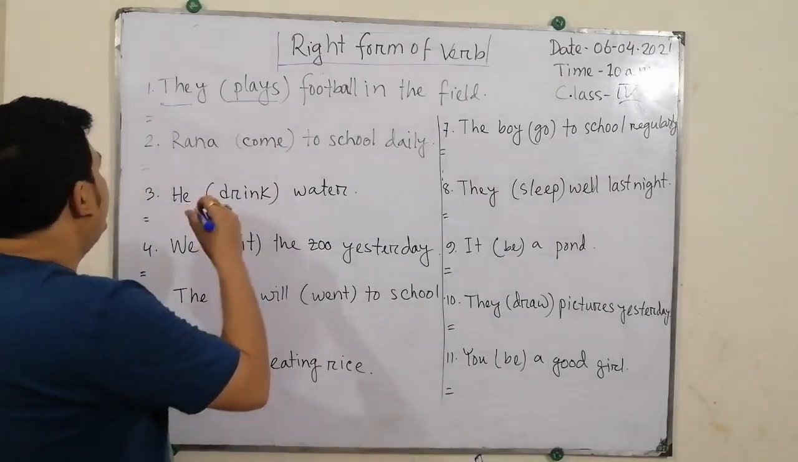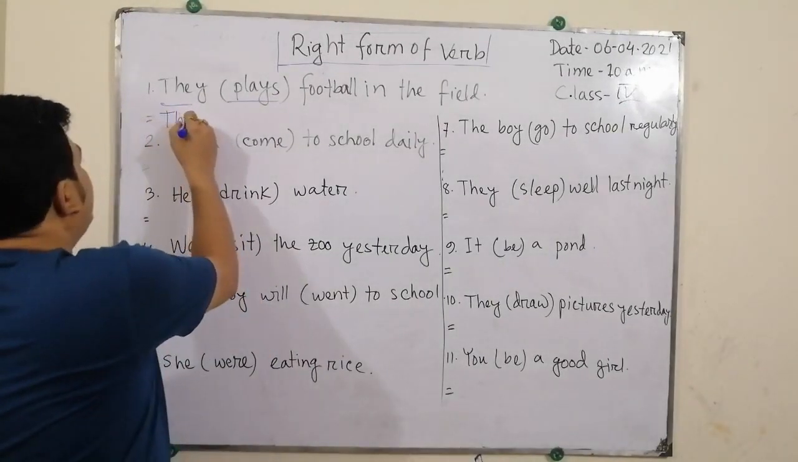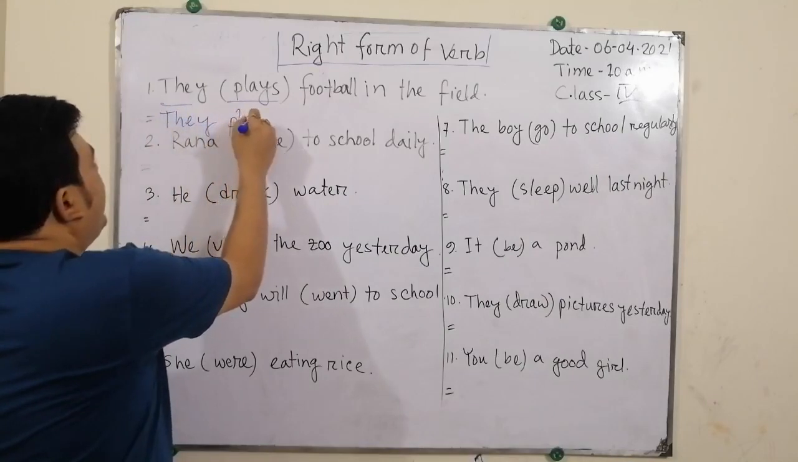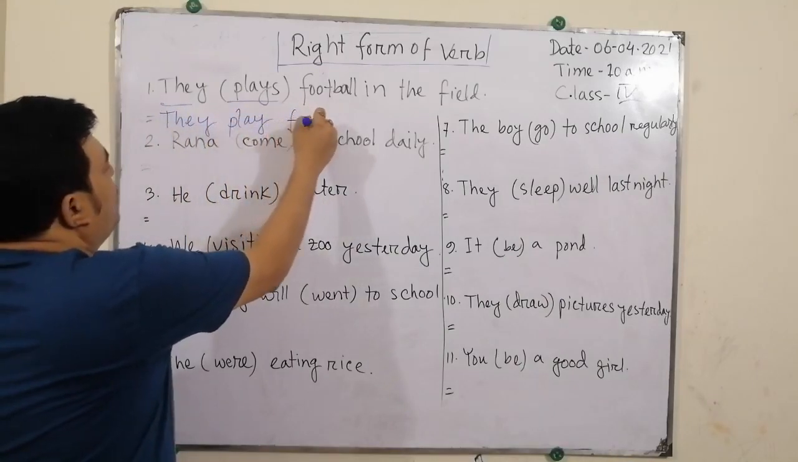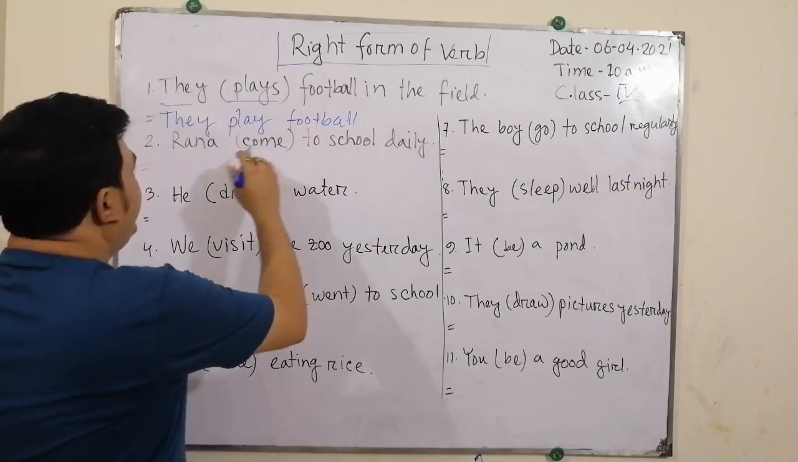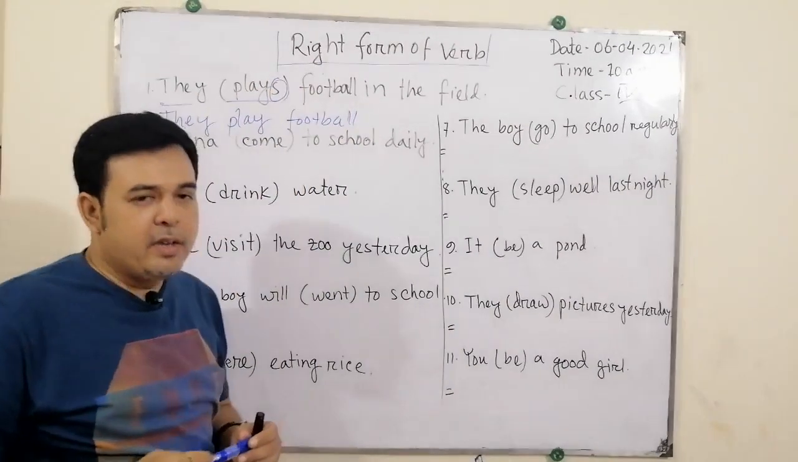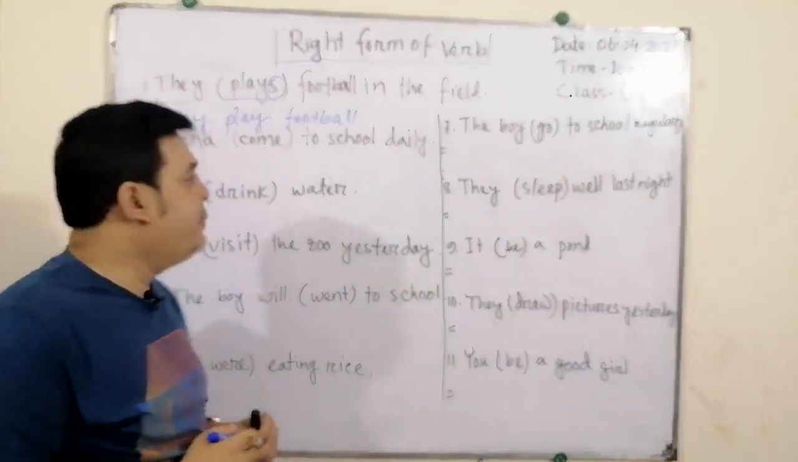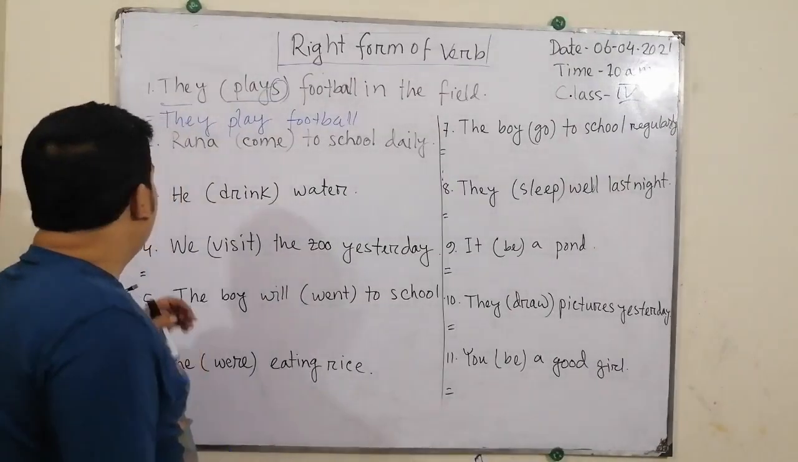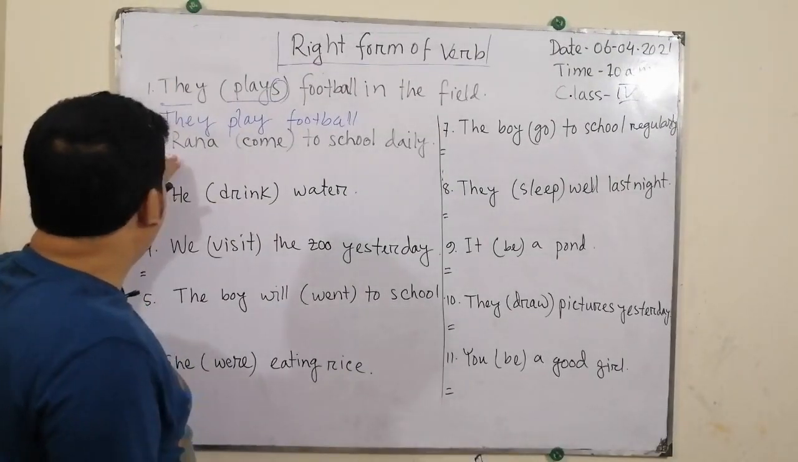So what should we do? We will write the answer: they play football. Okay, they play. So the s will be omitted. Okay, so let's check the number 2.